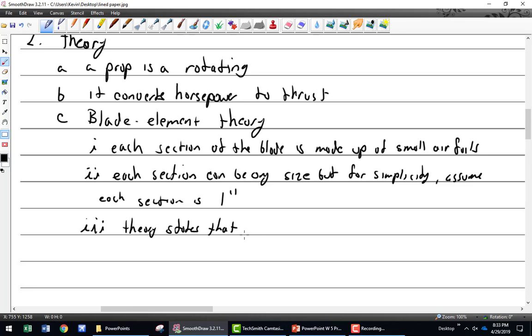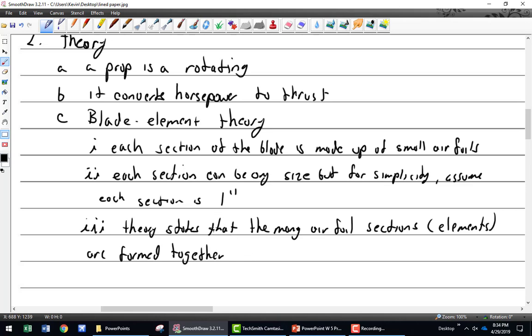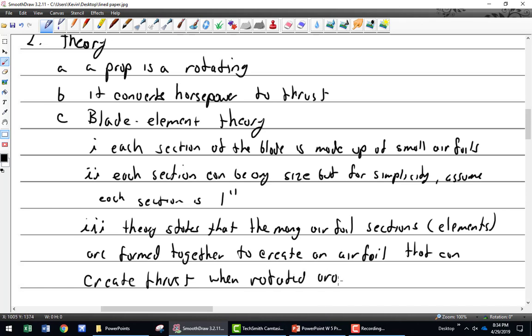So the theory states that the many airfoil sections, or elements, because it's the blade element theory, are formed together to create an airfoil that can create thrust when rotated around a central hub or plane, central plane.